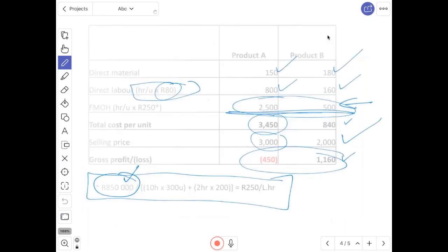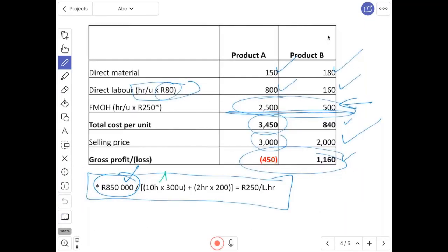So we have to take the number of units into account. So that's what we did here at the bottom. For A, it's 300 units times 10 hours per unit. So that's 3,000 hours. For B, 200 units times 2 hours per unit, that's 400 hours. So if we add the 2, we've got 3,400 hours in total. So what is our predetermined overhead allocation rate? 850,000 divided by 3,400 hours, and that will give us 250 Rand per labor hour.